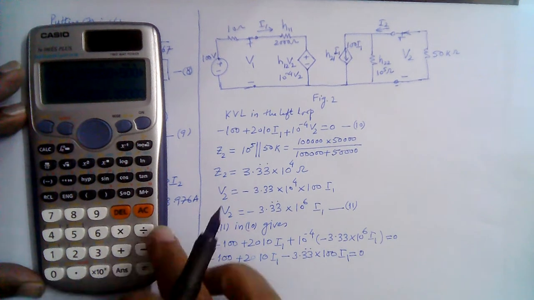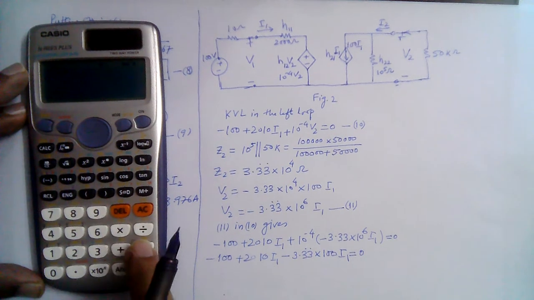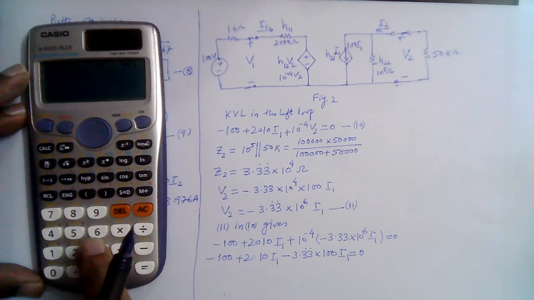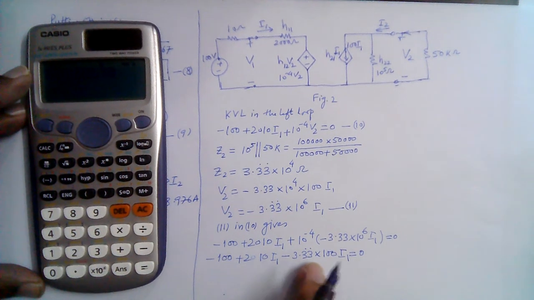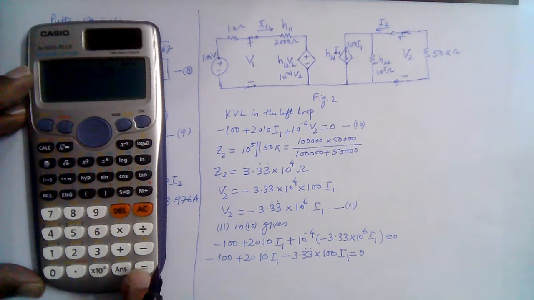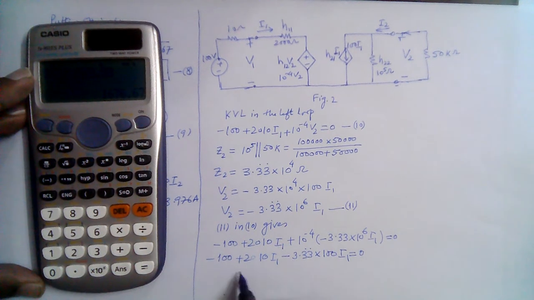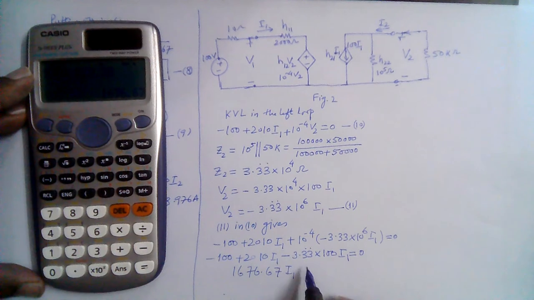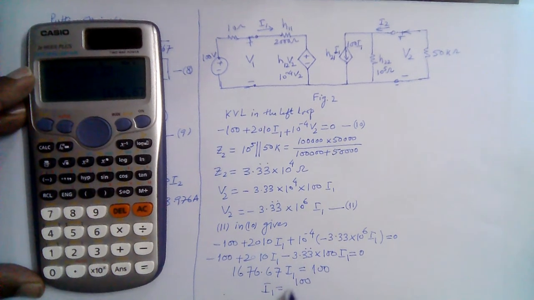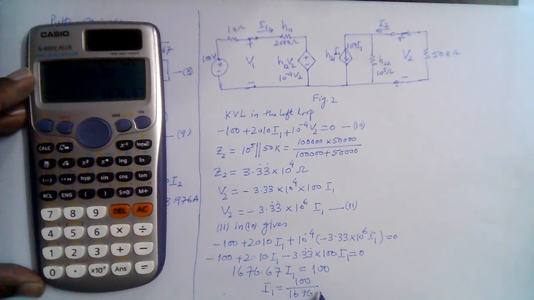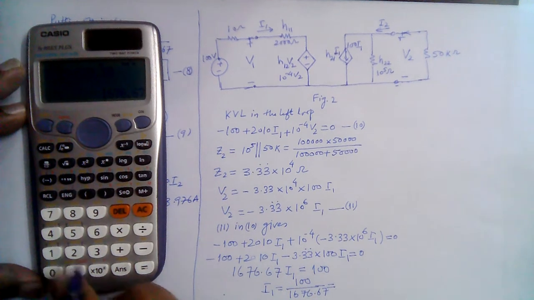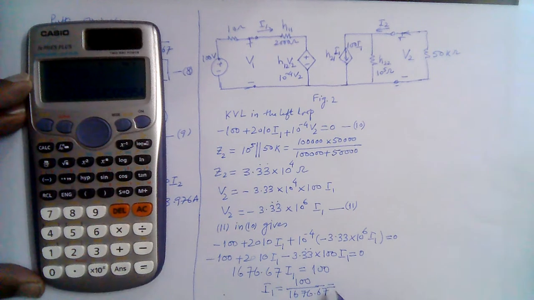So 2010 I1 minus 333.33, right? Because this is a recurring decimal, 333.33. So that is 1676.67 I1, right? And that is equal to 100. So I1 is equal to 100 divided by 1676.67, and we already found that out, once more, that is 0.05964 amperes. So we have determined the value of I1.